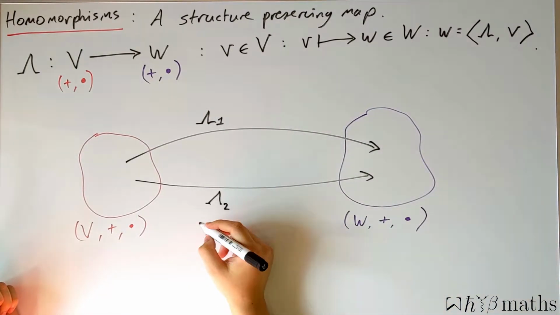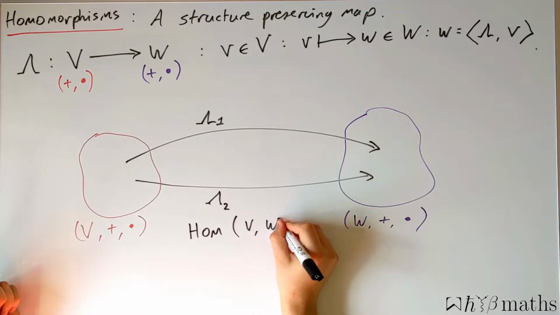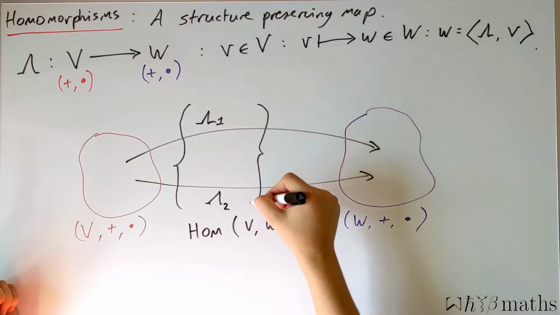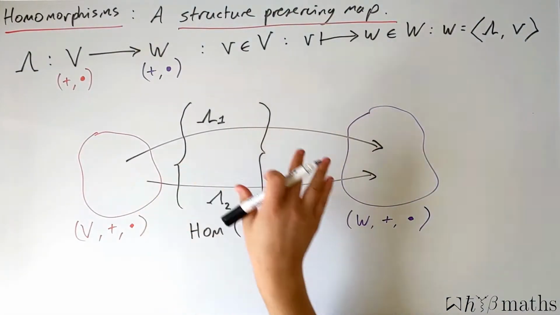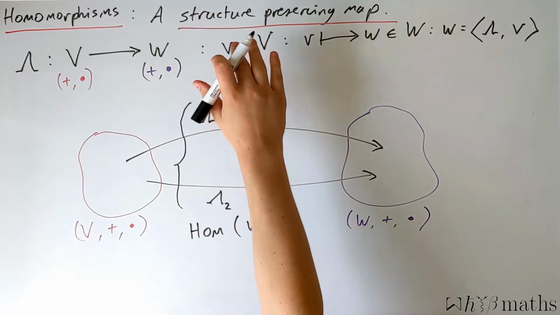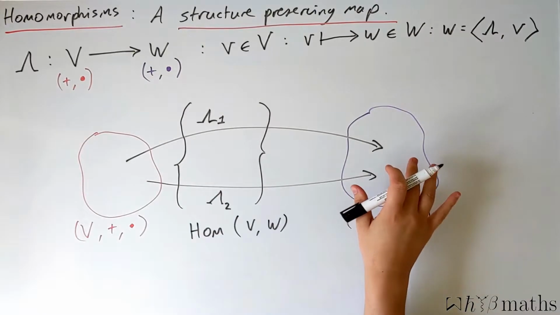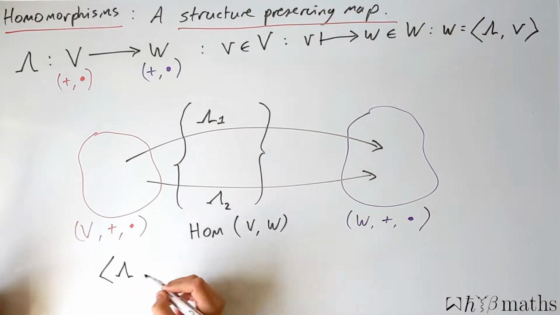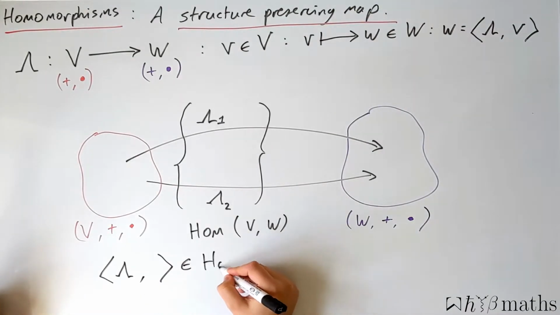So I'm going to use a notation for this called Hom(V, W), which stands for the set of all the possible maps which you could create between these two vector spaces. But these aren't just any maps that we can create, they're the structure preserving maps. So Hom(V, W) is the set of all possible structure preserving maps between these two vector spaces. Elements of this Hom(V, W) space are going to look like this. They're just maps waiting for an input.